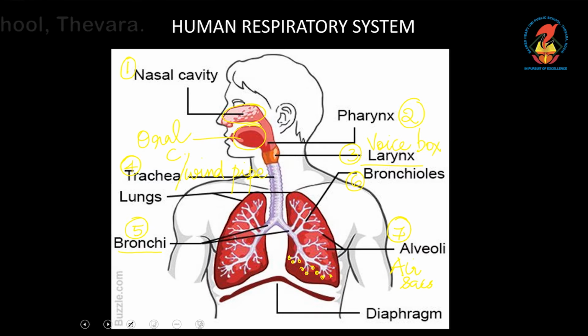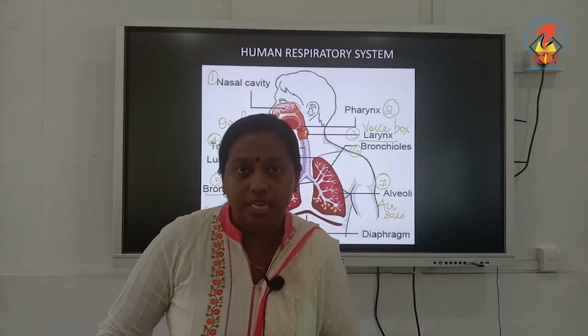The trachea will be dividing into 2 bronchi. The bronchi will be entering each lung. Inside the lung, the bronchi will be branching into finer branches. You call them bronchioles. The bronchioles will go and end in air sacs called alveoli. So these are the different parts of your human respiratory system.